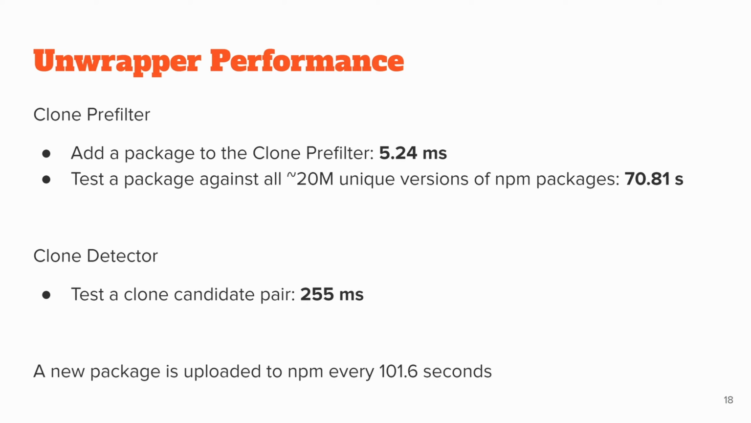The clone prefilter can add a new package to its fingerprint dataset in just about 5 milliseconds, and the prefilter can test a package against all roughly 20 million unique versions of NPM packages in just about 70 seconds. And the clone detector can test a single clone candidate pair in about 255 milliseconds. We compare these metrics to NPM, where a new package is uploaded every 101.6 seconds. Therefore, Unwrapper does indeed scale with the growth of NPM in real time and passes the challenge of scalability.